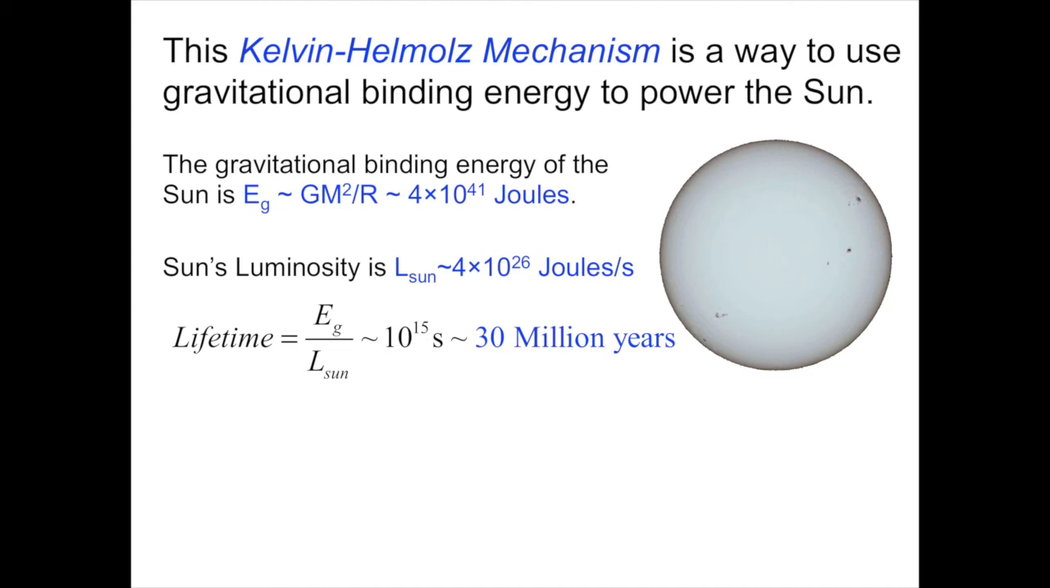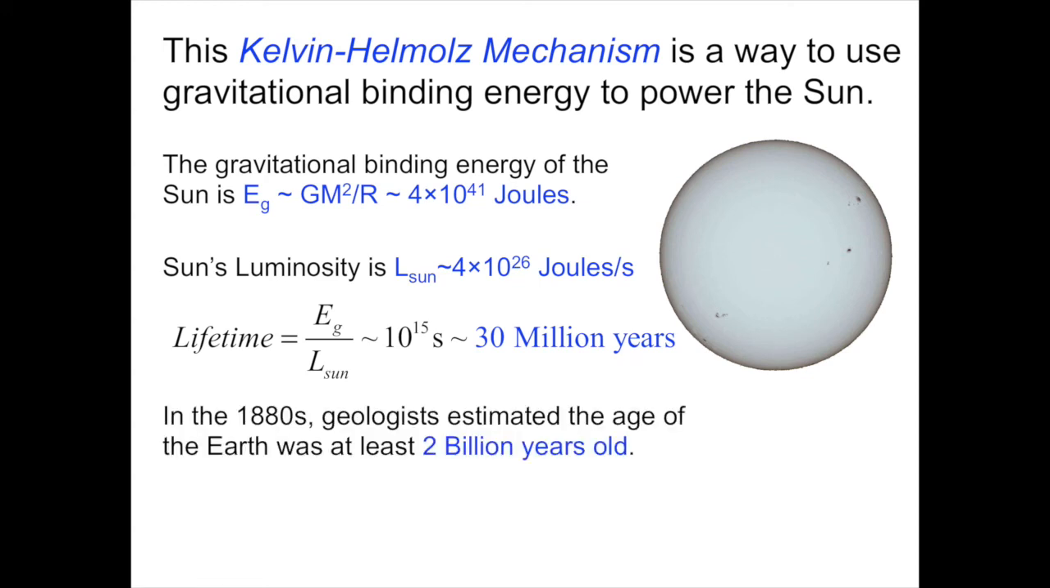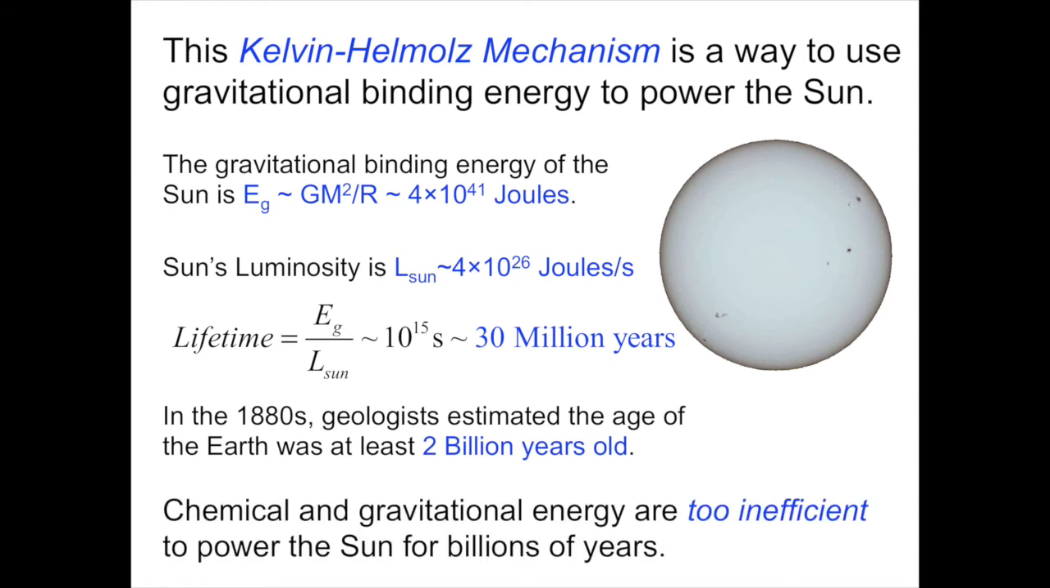The year is approximately 3 times 10 to the 7 seconds long, so 10 to the 15 seconds corresponds to approximately 30 million years. In the 1880s, when this calculation was first done by Kelvin and Helmholtz, geologists had estimated that the age of the Earth must be at least 2 billion years old. Once again, we find ourselves with an energy crisis. Neither chemical energy nor gravitational energy are sufficiently efficient. They don't yield enough energy per kilogram of star stuff to be able to explain why the sun should be shining for billions of years.